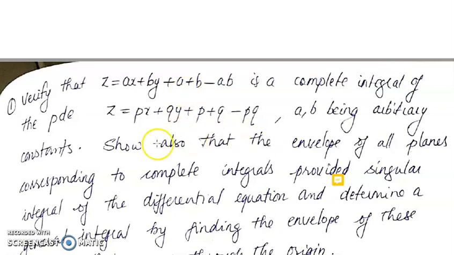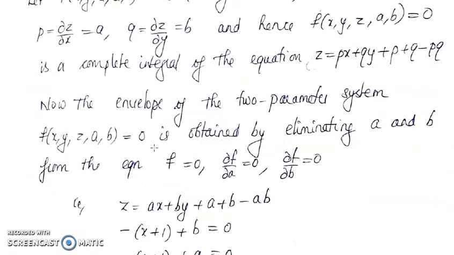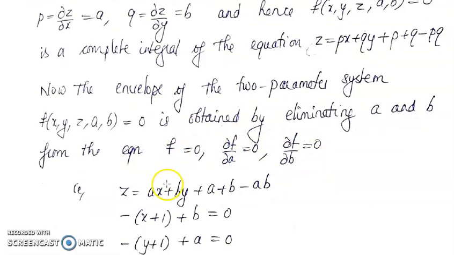Now you need to show the second part of the question: show that the envelope of all planes corresponding to the complete integrals provides the singular integral of the differential equation. From a system of planes, find the envelope. So when you find the envelope, show that it provides you the singular integral. To find the envelope, you need to find ∂f/∂a and ∂f/∂b. So from the equations f equal to 0, ∂f/∂a equal to 0 and ∂f/∂b equal to 0, you need to eliminate a and b. Okay.